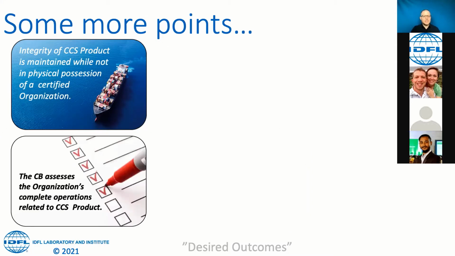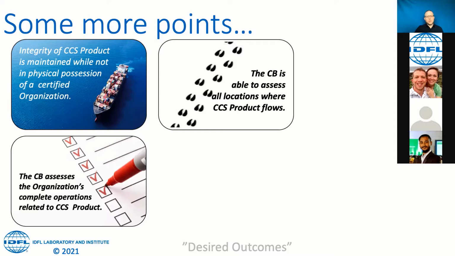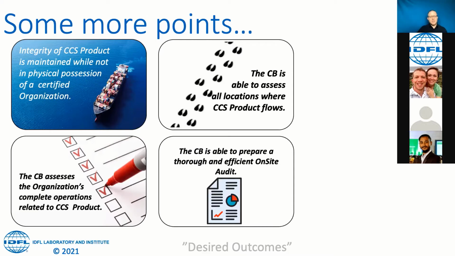Next, the CB assesses the organization's complete operations related to the CCS product, once again making sure that the documentation, the processes, and the material are all synced. The CB is able to assess all locations where the CCS product flows. So if there are intermediary steps in between, every one of these steps must be tracked. The CB is able to prepare a thorough and efficient on-site audit. As the CB arrives at the location, there can be no secret closets or places that are not available. The entire process has to be available for the certification body to review and inspect.